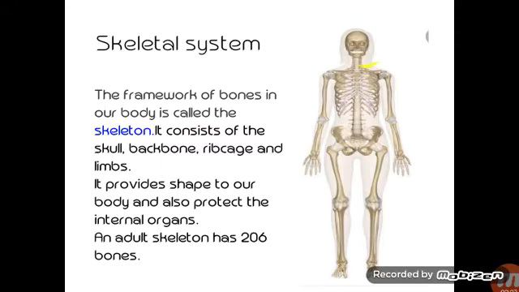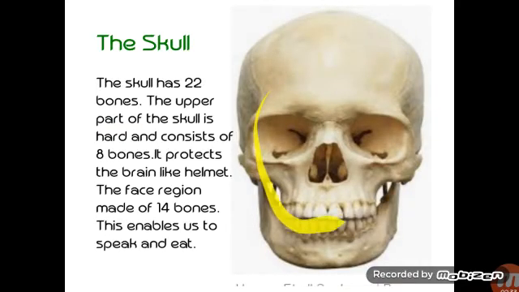As I have told, this is your skull. Now we are going to study about our skull. What is its name? Skull. Okay, say the words and learn it. The skull has 22 bones. How many bones does our skull have? 22 bones. The upper part of the skull is hard. This is the upper part and it is very hard and consists of 8 bones. This upper part of the head is hard, and it consists of 8 bones.